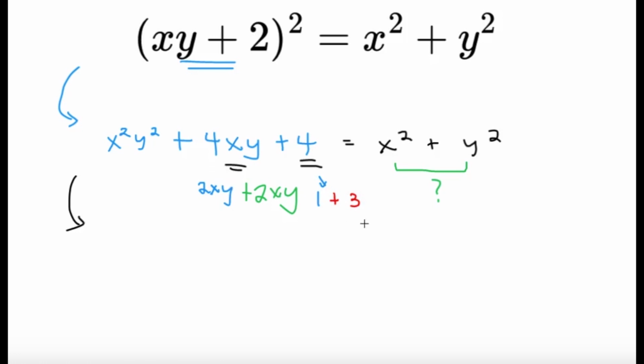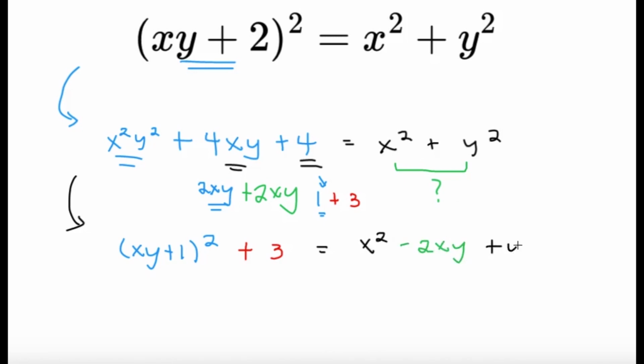Now I will have x²y², 2xy, and 1, and that's a perfect square, so I can write this as (xy + 1)². The other 2xy, let me put it on the other side, and the plus 3, I'll just write plus 3 for now. The right-hand side, we can incorporate with the 2xy, because it's going to be x² − 2xy + y², and we know that this is factorable, so we can factor this into (x − y)².